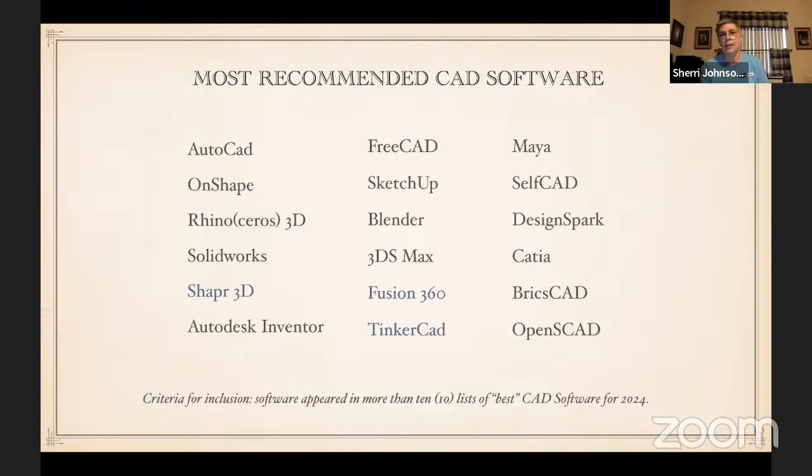Design Spark. CATIA, which has been around forever, very high-end program, and you're going to find out shortly why it's one that I don't use. BricsCAD and OpenSCAD. OpenSCAD is on here, but it's kind of unique in that you don't actually draw objects, you write the mathematical formulas and it creates the image. And we'll kind of show you that. Now, these are the most recommended for 2024, according to all the experts out there.